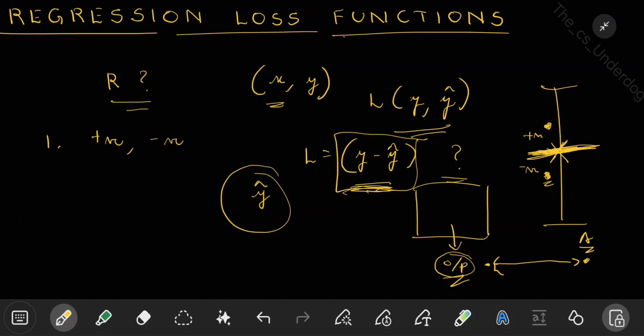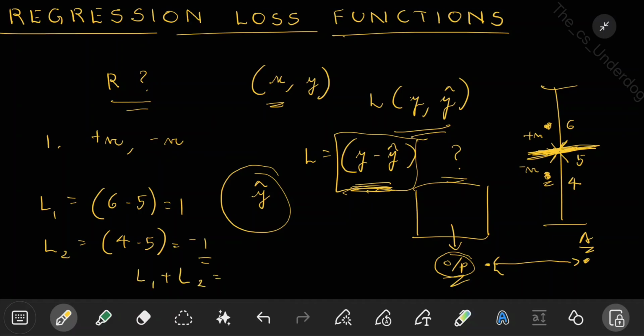What happens then? Let us say the expected value is 5, one prediction is 6 and the other is 4. In the first case, 6 minus 5 will be 1. In the second case, 4 minus 5 is minus 1. Then when you are adding up all these losses, L1 plus L2 will be 1 plus minus 1 equal to 0, which means your model made no mistake at all. But actually, both were mistakes. It should have been here at the center, but both the values were mistakes.